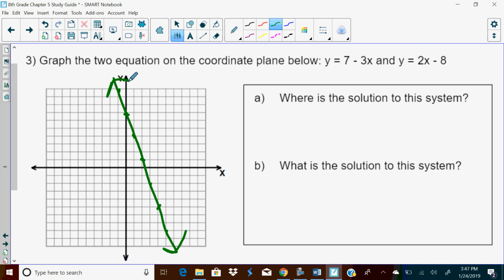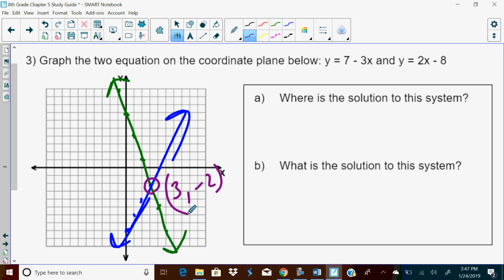So then I'm going to change colors to do 2x minus 8. I'm going to start at negative 8, which will be right here. And my growth is positive 2 up to right 1. So I can already see that my line crosses right here, which is 3, negative 2.